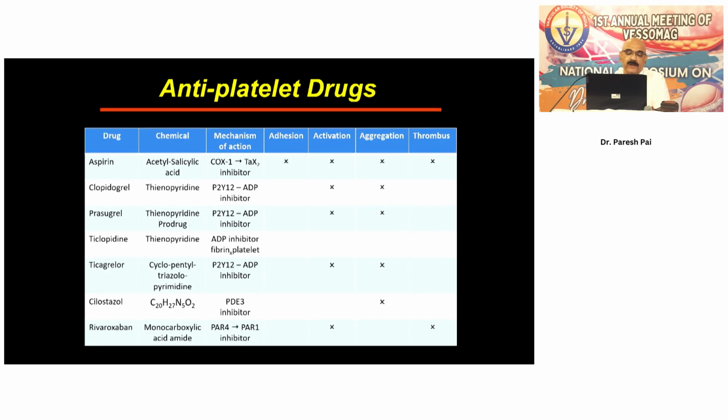Ticlopidine, nobody uses it now, primarily because of the risk of agranulocytosis. Ticagrelor, which is a cyclopentyl triazolopyrimidine, again is an ADP inhibitor, and that also acts similar to clopidogrel and prasugrel. Cilostazol mainly acts at prevention of aggregation, being a PDE3 phosphodiesterase 3 inhibitor. And rivaroxaban, which is a monocarboxylic acid amide, blocks PAR4 and PAR1 and prevents activation as well as thrombus formation.